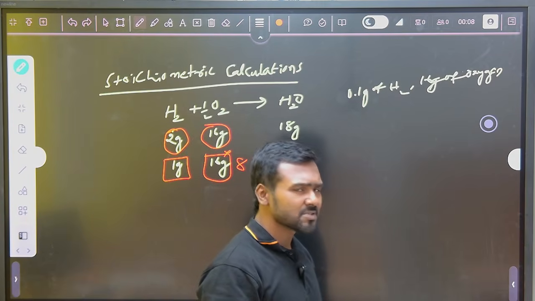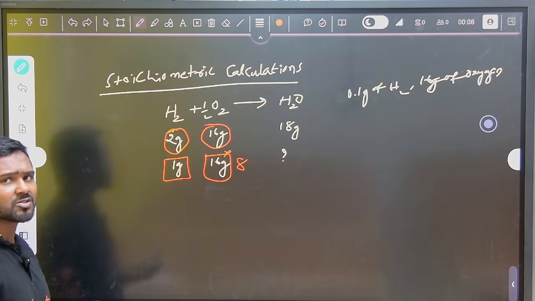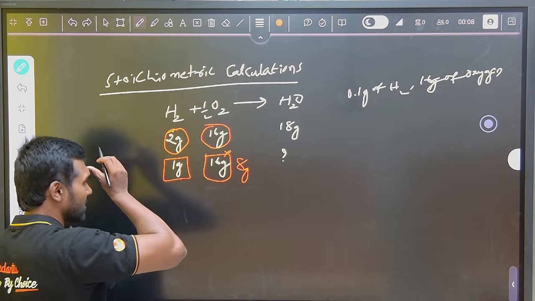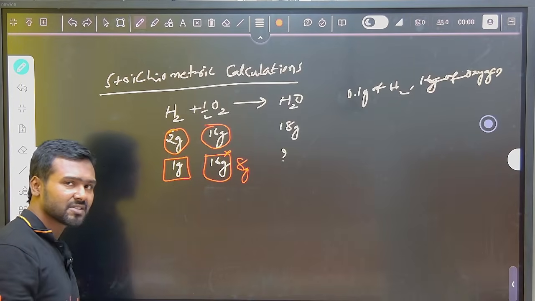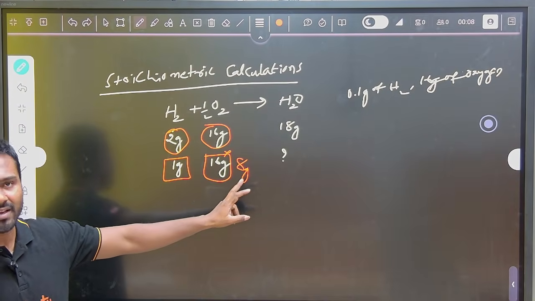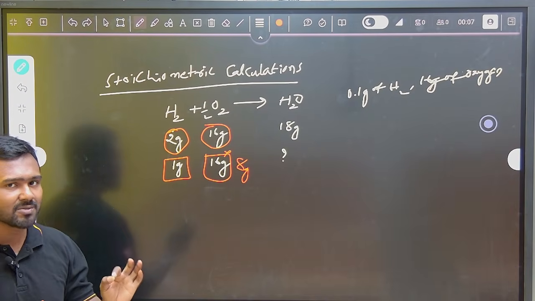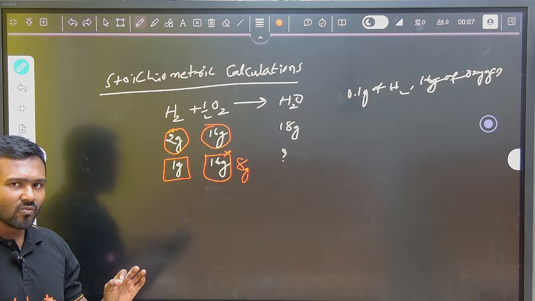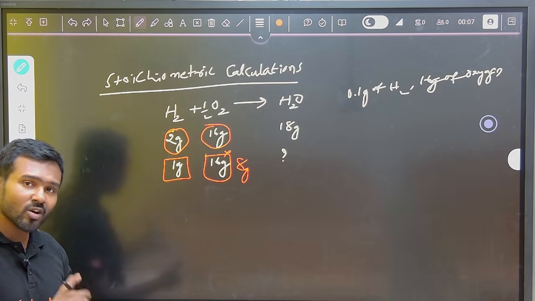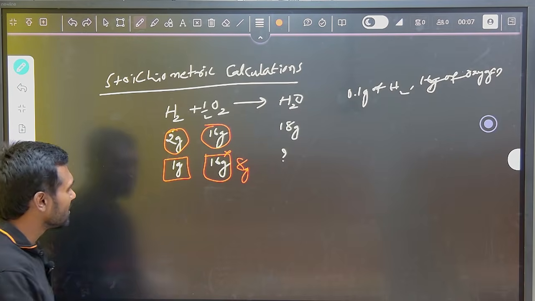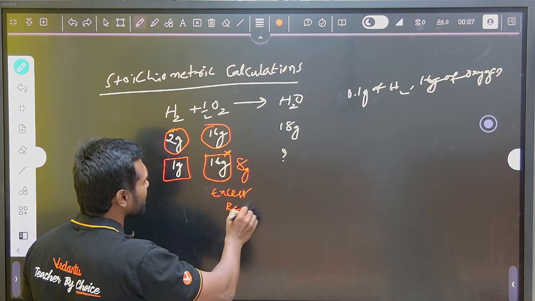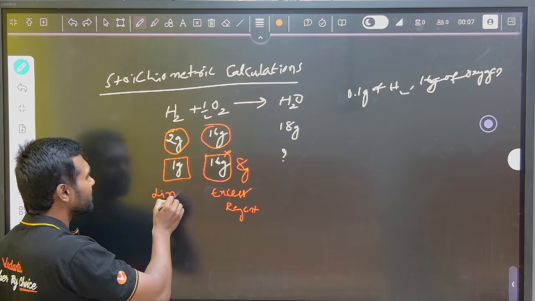How can you say that? By seeing the balanced chemical equation only, I am saying that. So here 2 grams is reacting with 16 grams, which means 1 gram will react with only 8 grams, not with 16 grams. So how much is required? 8 grams is only required here, but how many grams is given? 16 grams is given. That means whatever quantity we want, they gave more than that. That means this is the excess reagent, and this is the limiting reagent.